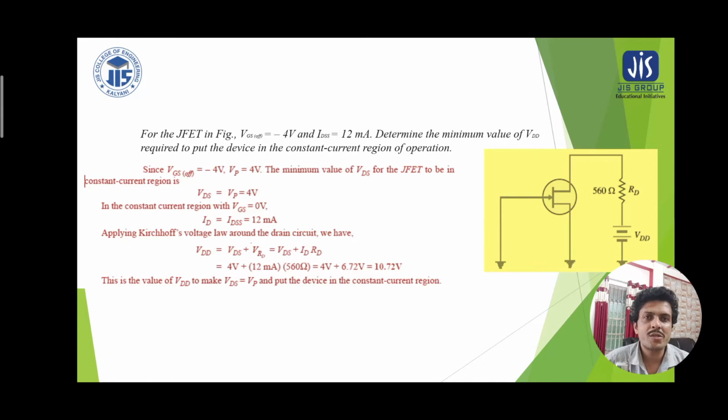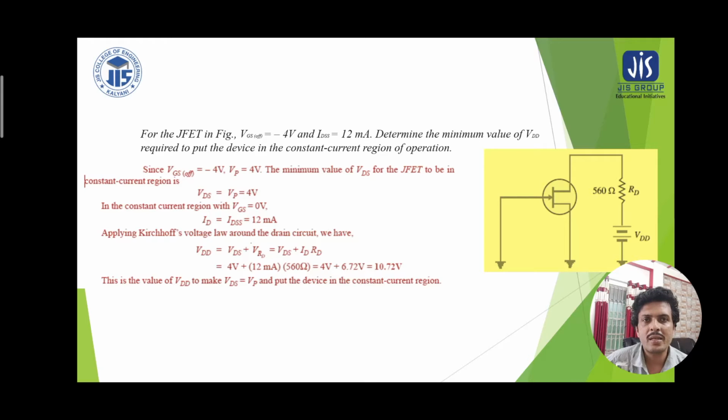Another question is for the JFET in figure VGS off equal to minus 4 volt, IDSS equal to 12 milliampere. Determine the minimum value of VDD required to put the device in the constant current region of operation. So constant current region of operation always stands for the saturation region.